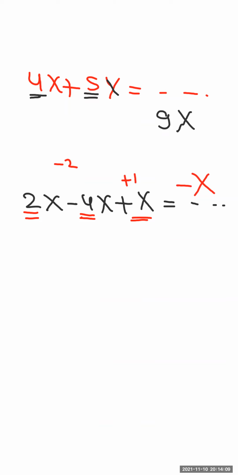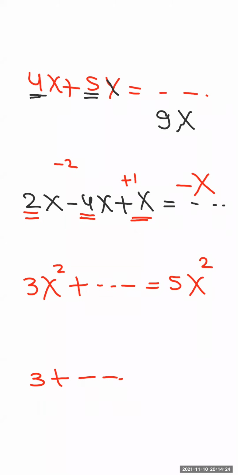Okay. Another question. If it's like that, guys, 3x squared plus a number equals 5x squared. So, of course, if the question is like this, 3 plus a number equals 5.